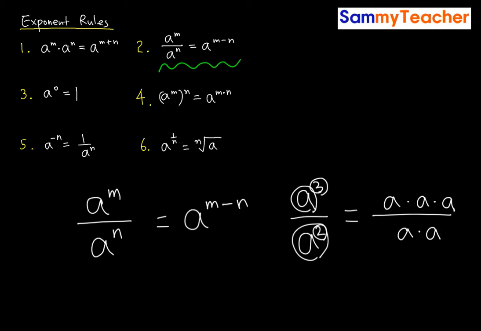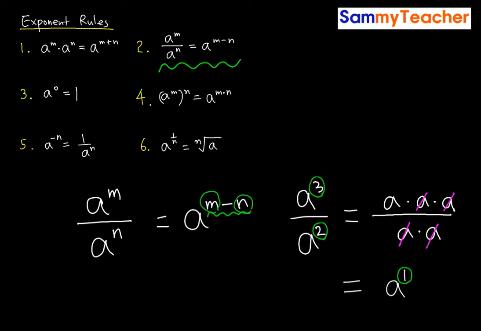And you see that 2 of the 3 a's in the numerator are being cancelled by the 2 a's in the denominator. And that leaves only one a on the top, which is the same thing as a to the first power. And that is exactly 3 minus 2. So now we see why we subtract the denominator power from the numerator power, because they become reduced.